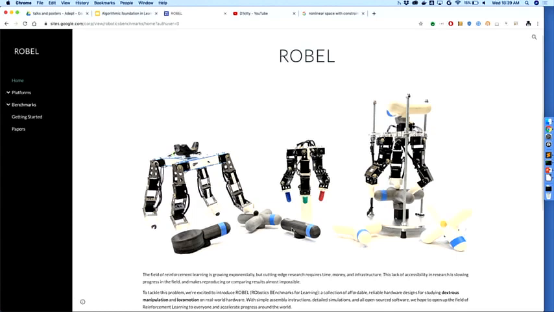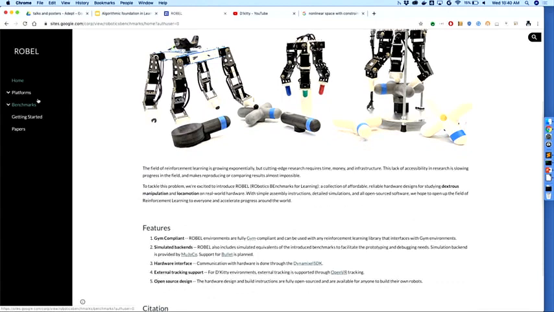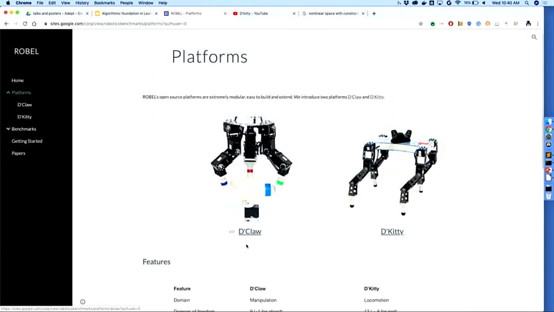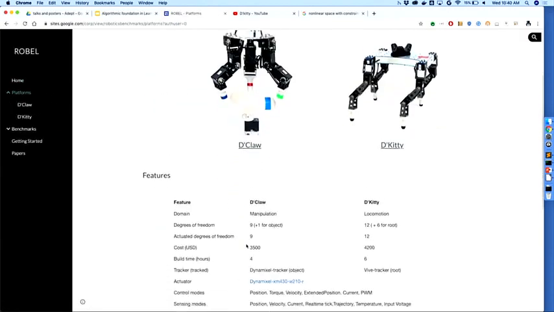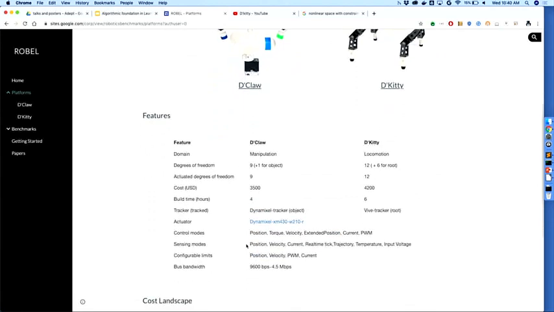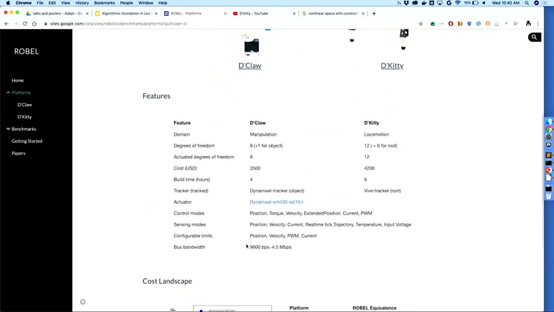That kind of gives you the optical bench illusion of taking a lens out and putting a lens in. There are 2 platforms. One of them is called the Claw. Another one is called the Kitty. The good thing about these is that they are modular. You can compose any number of degrees of freedom. These are super cheap to build, so advisors, please spend some money.